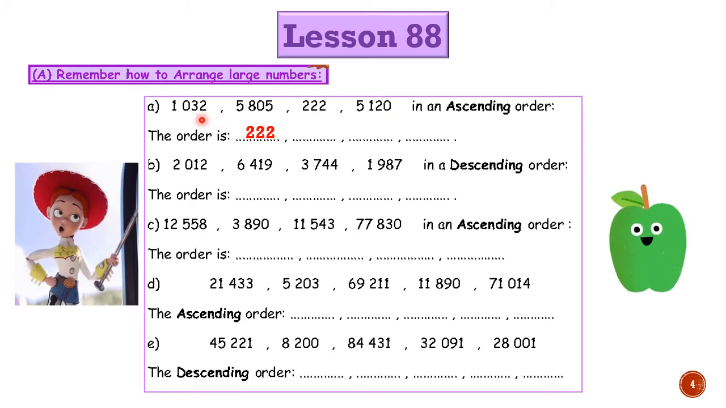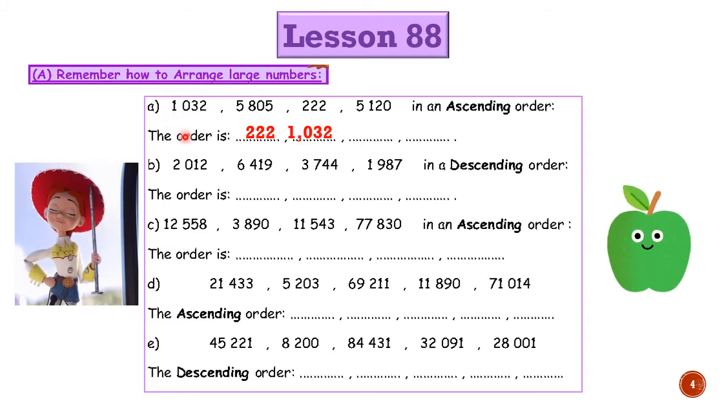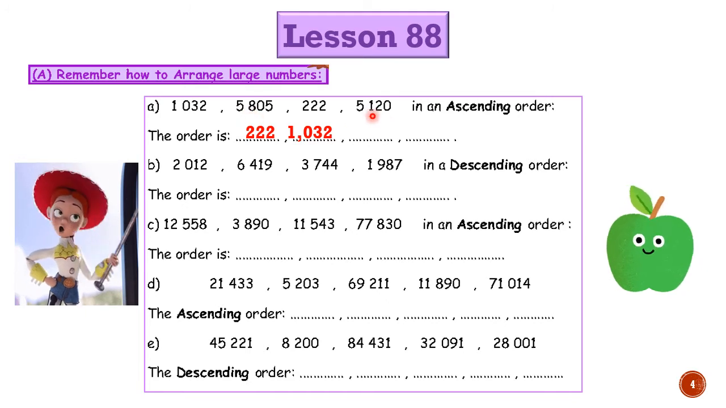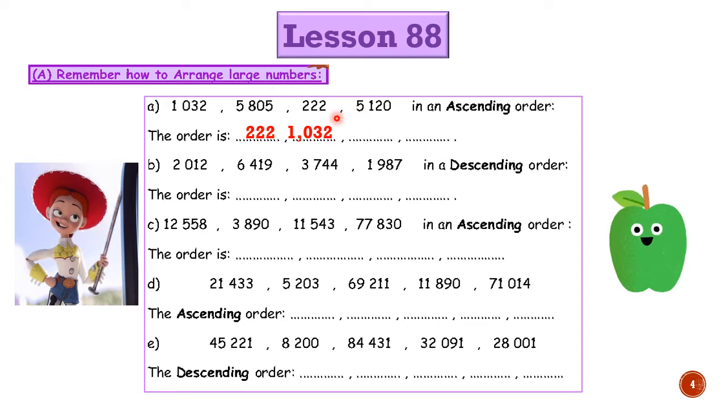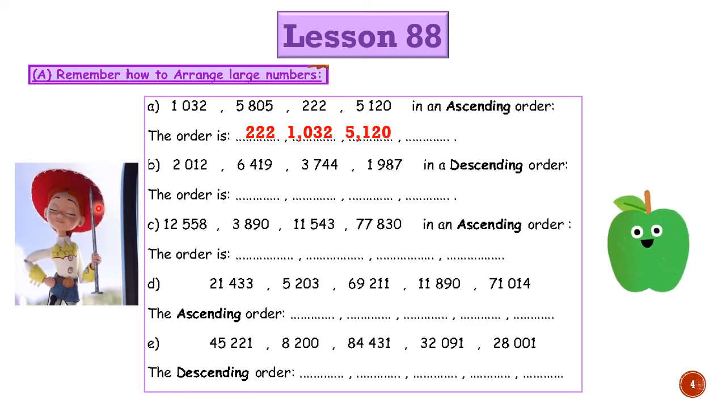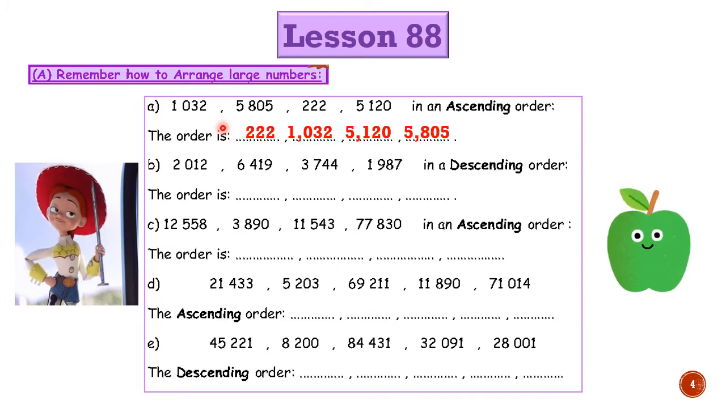Look at the thousands place. It will be 1032. And go to the thousands place, we have here 5 and 5. Then go back to hundreds place. Here we have 8 and here we have 1. Who is the smallest one? Yes, 5120. And the last one will be 5805. Good job. Let's go to the next one.